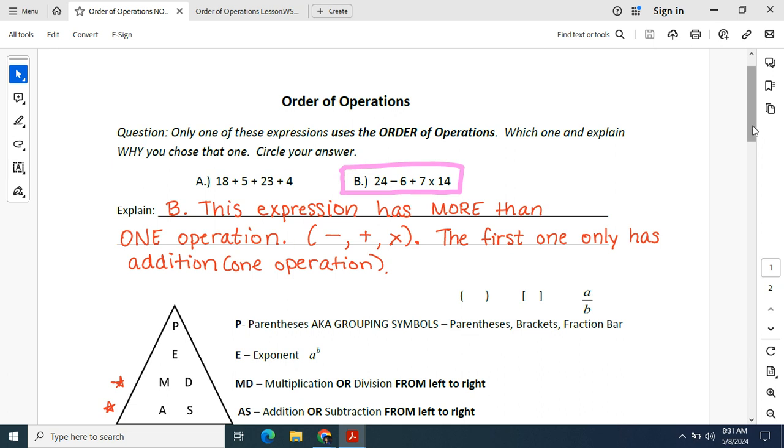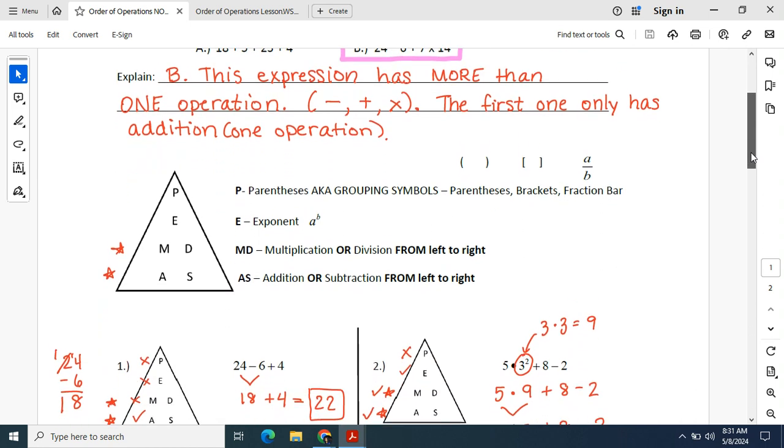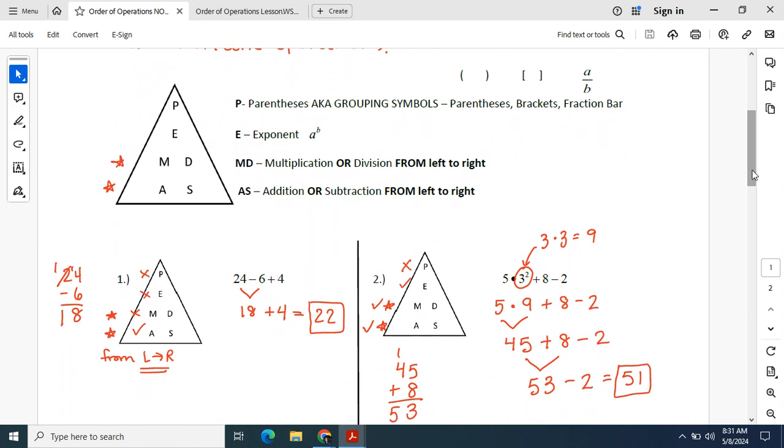You can pause at any time to copy the information down. What are the steps to the order of operations? I like to write an order of operations triangle. Now, the triangle has 4 levels. The first level is only for the letter P. The second is only the letter E. The third is MD, and then the fourth is AS.